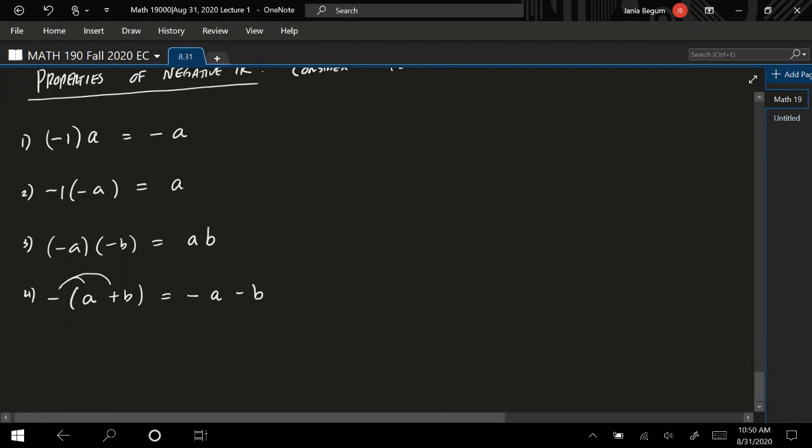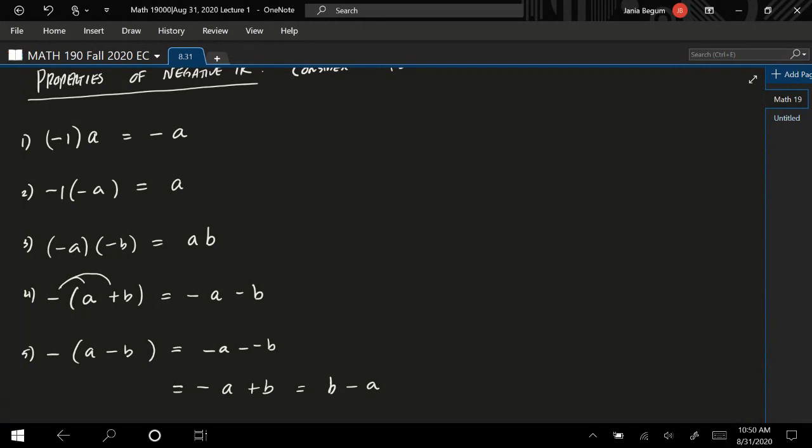And then again, using the same rule, I can also do negative (a minus b), right? Again, left distribution of negative 1. So that would be negative a minus negative b. Well, what's negative negative b? Positive. Right. So that would be negative a plus b. And we usually like to write the positive number first. So you can also rewrite this as b minus a if you want to switch the order, but negative a plus b is also acceptable.